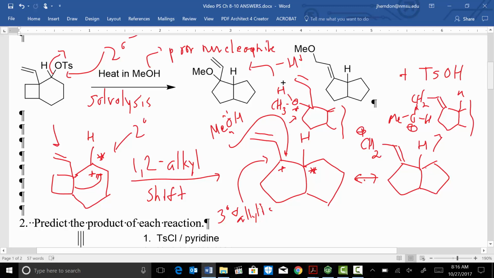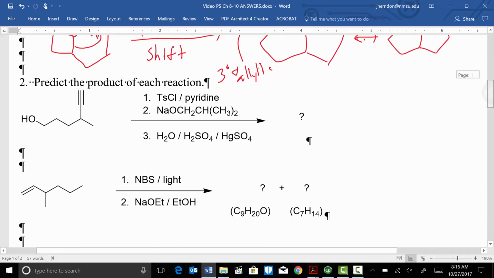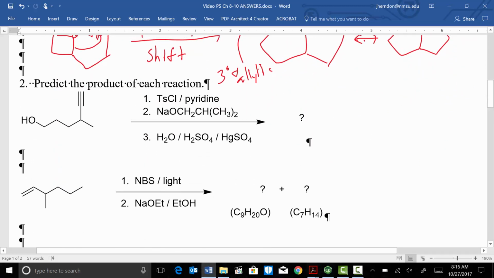Giving us this compound here. That's just methanol adding to the carbocation, and then again we're going to lose the extra H+ to make that. Okay, so this starts out as a classic SN1 reaction, but then after the carbocation rearrangement occurs, it does make an allylic carbocation.